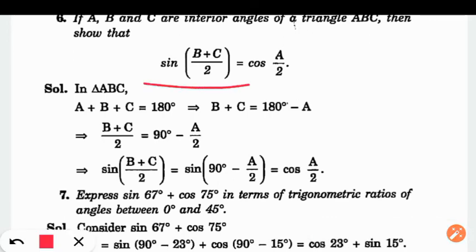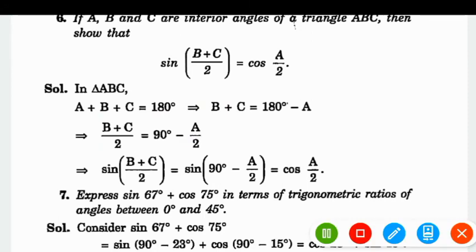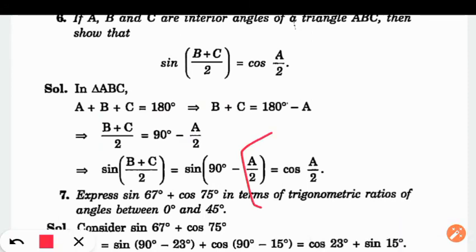Now we have sine. Use the trigonometric ratio sine on both sides. So sine of this angle is equal to sine of this angle. So sine (90 degrees minus theta), where in place of theta here we have A by 2. Sine (90 degrees minus theta) is equal to cos theta. Therefore LHS is equal to RHS. Proved. Here I haven't solved like LHS and RHS; I have taken the given, and from the given the proof came.